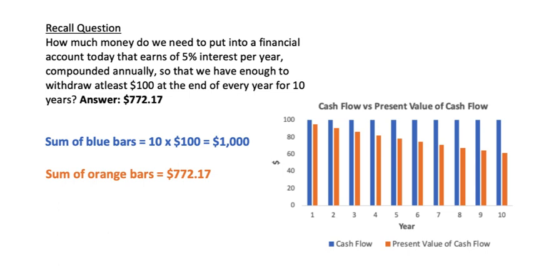This totals $772.17. This is the present value of this annuity. And that concludes this video on the summation of geometric series and a brief introduction to annuities.